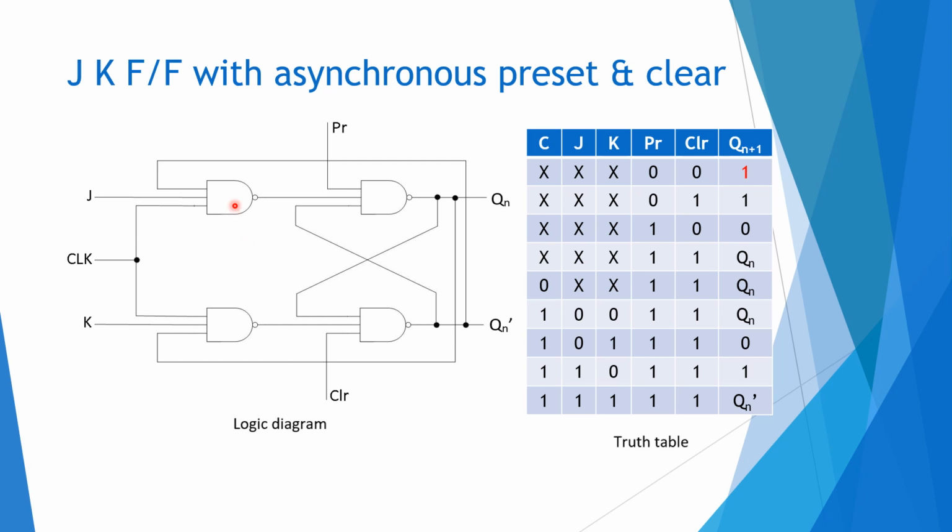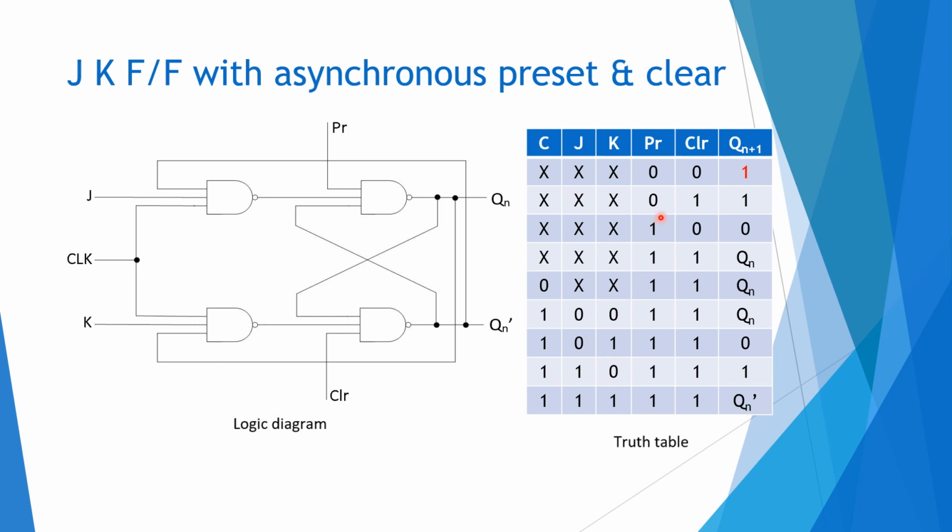So this is a circuit of JK flip-flop with asynchronous preset and clear. It is similar to the same circuit shown in the previous slide, but there is a preset and clear input in the internal NAND gate as shown here. So when preset is equal to 0, then the output becomes 1 asynchronously, independent of the clock. Again, when clear is equal to 0, then output Qn becomes 0. This is as shown here.